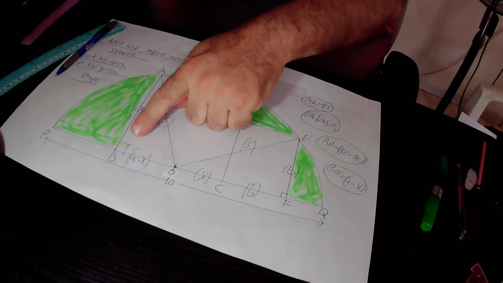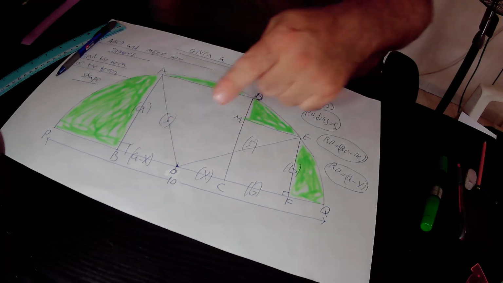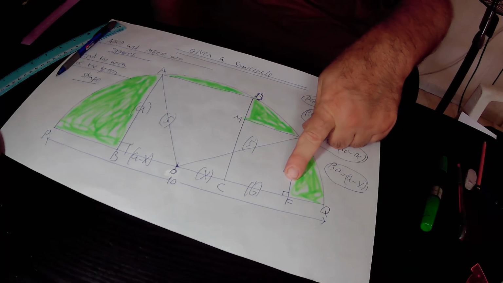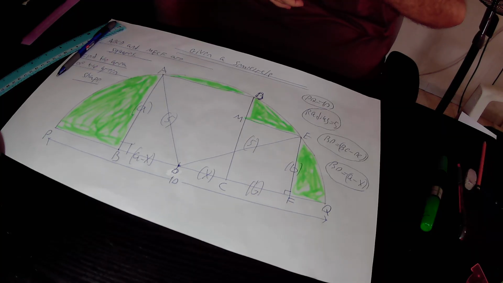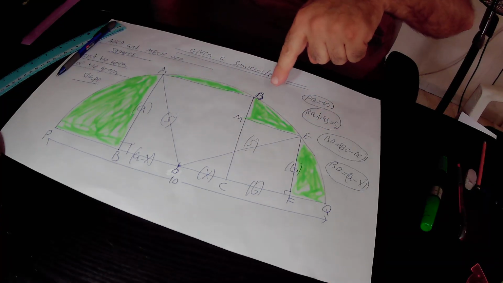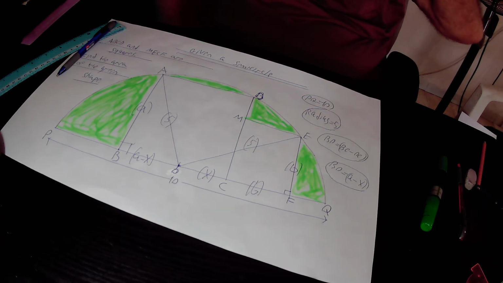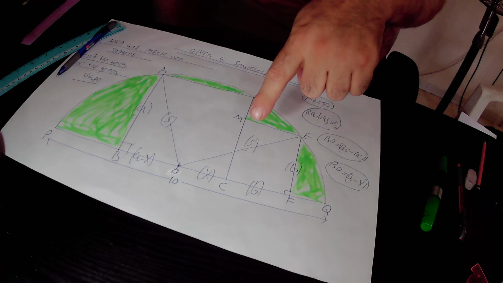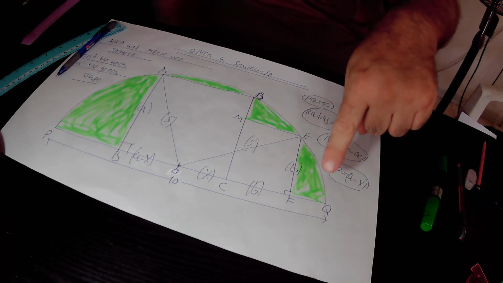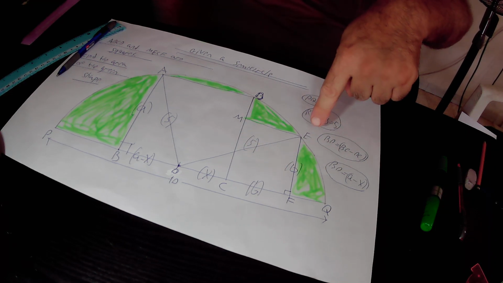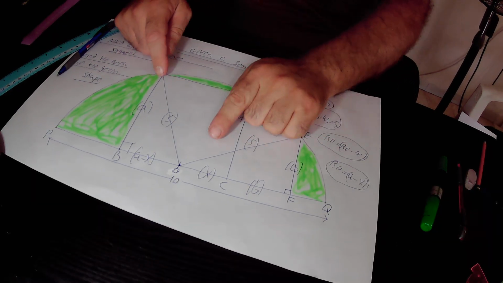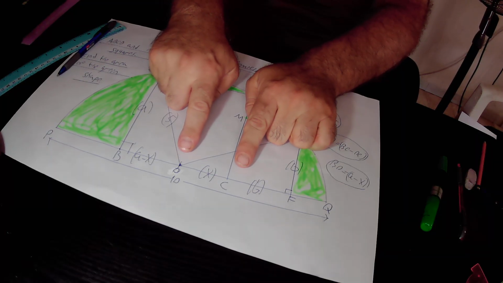ABCD is a square, therefore this angle must be equal to 90 degrees in size. Likewise, MEFC is also a square, therefore this angle must be equal to 90 degrees in size. We define the length of one side of the big square ABCD as A. So AB equals BC equals CD equals DA equals A. We define one side of this small square MEFC as B. So CM equals ME equals EF equals FC equals B. Here we define the length of the short line segment OC as X.